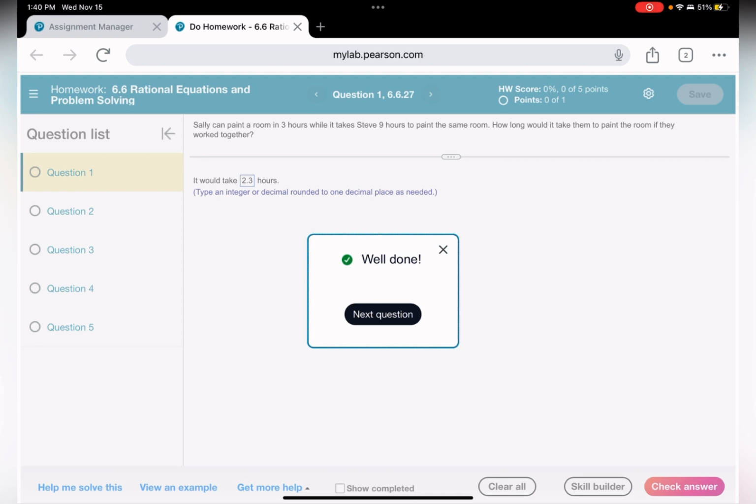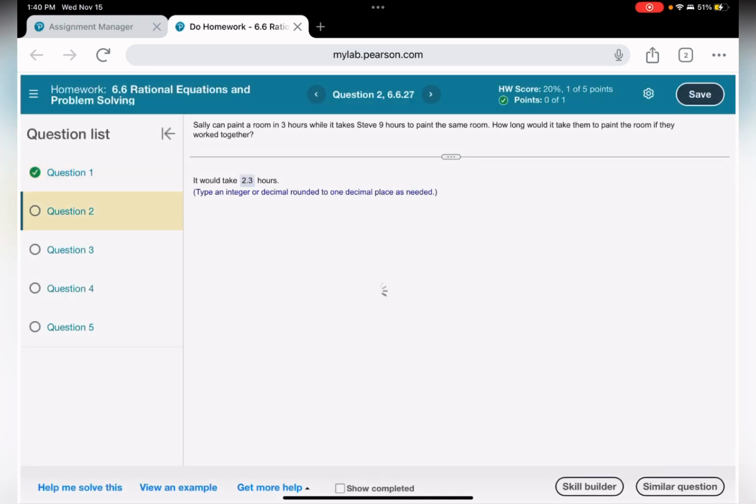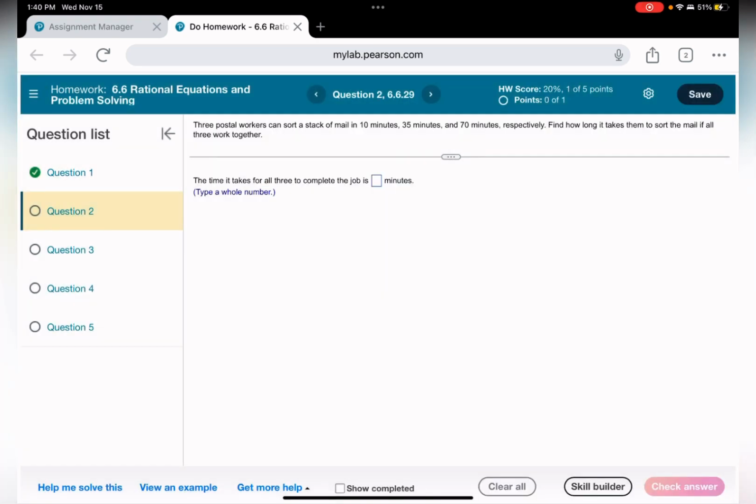Okay, so by herself, Sally can paint the whole room within 3 hours. Steve can paint the whole room within 9 hours. Together they can do it in 2.3 hours. All right, moving to the next question.